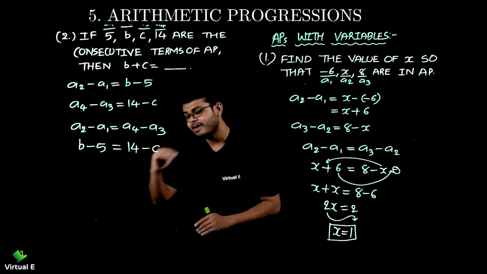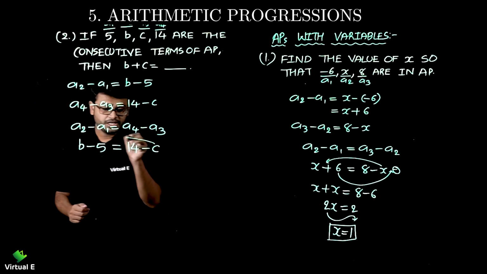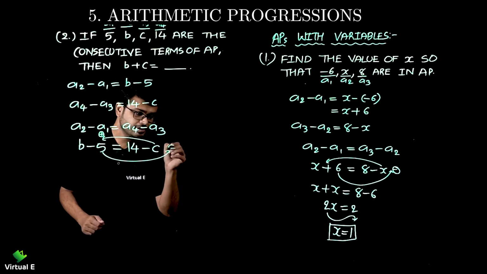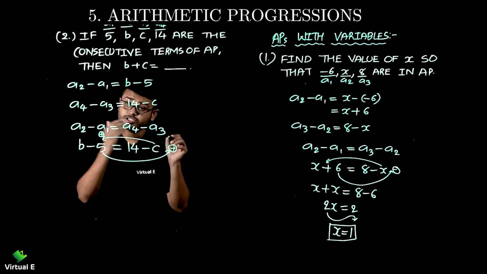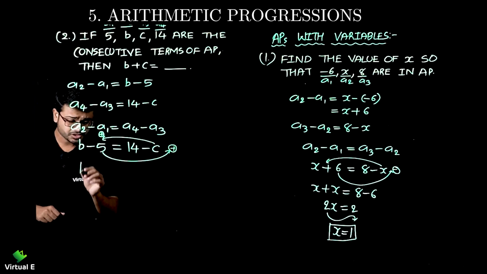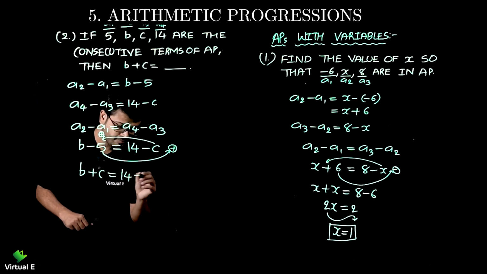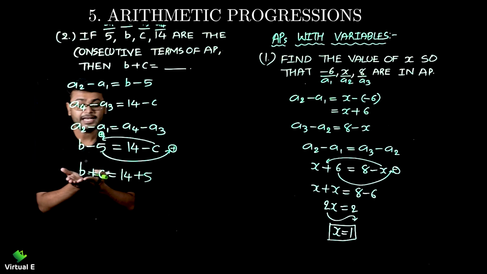And I will be shifting 5 over here. So c over this side, it will become positive. Minus 5 over that side, it will also become positive. So b plus c is equal to 14 plus 5. See, we are directly getting b plus c.